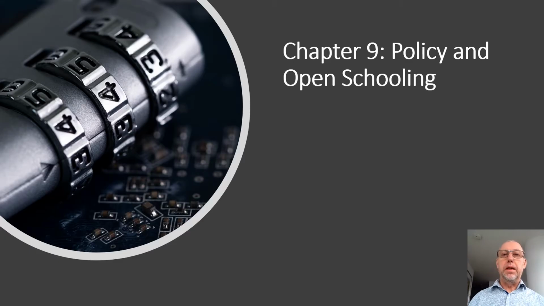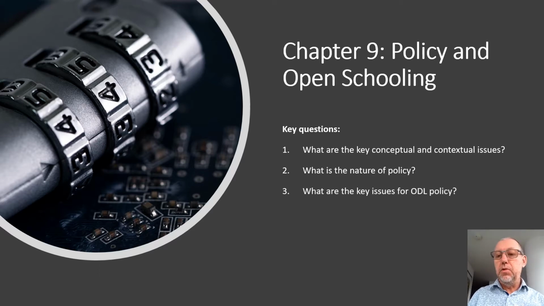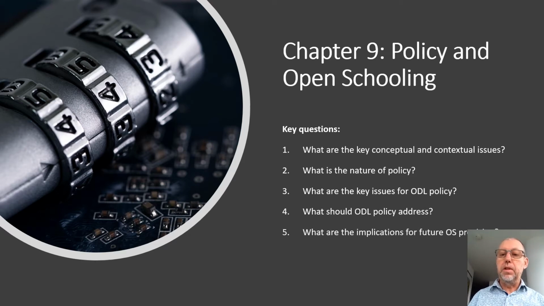In Chapter 9, we conclude Part A of the book by exploring policy issues. The discussion is, as usual, organized around 5 key questions. What are the key conceptual and contextual issues for policy? What is the nature of policy? What are the key issues for ODL policy? What should ODL policy address? And what are the implications for future open schooling provision?